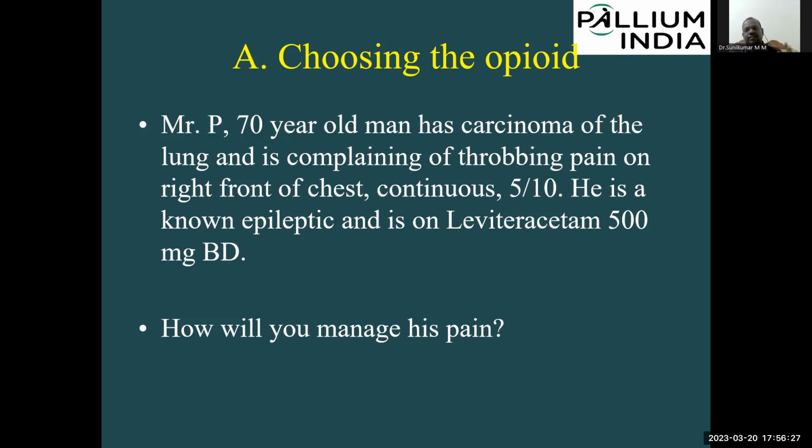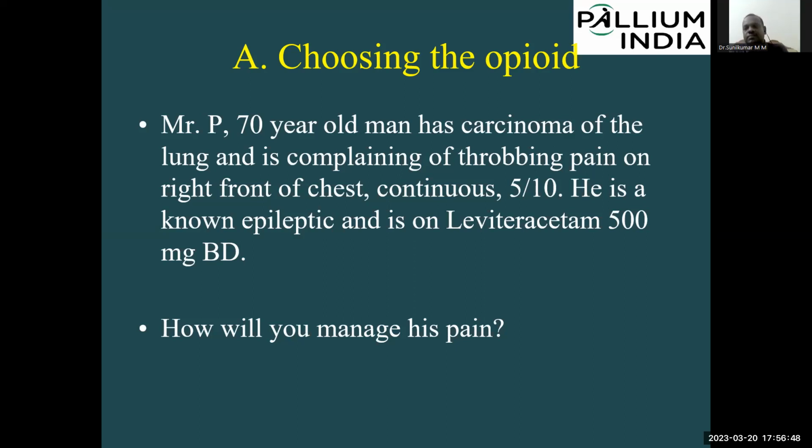Mild pain, first step. Moderate pain, second step. So 1 to 3, you can say it is mild pain. Then 4 to 6, it is moderate pain. Then 7 and beyond, it is severe pain. So here it is 5/10, so you have to select the second step, isn't it?